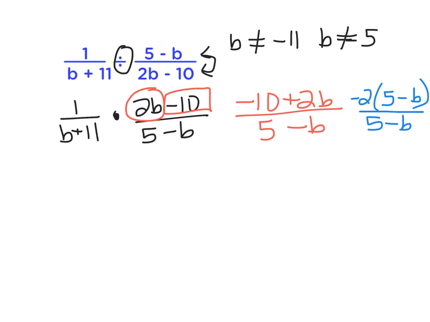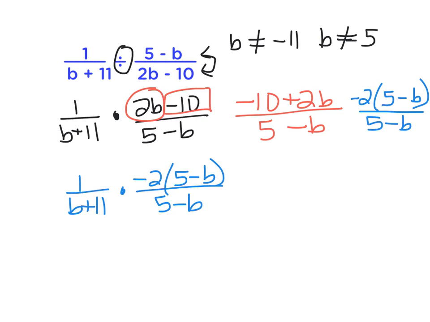So let's just look at what we've got. We've got 1 over b plus 11 times negative 2 times 5 minus b on top, and 5 minus b on bottom. So now I've got some things I can cancel out. I can cancel out the 5 minus b on top and bottom. There's nothing else to cancel out.